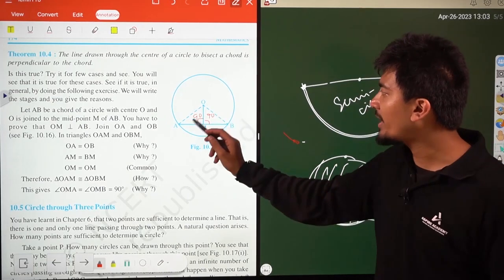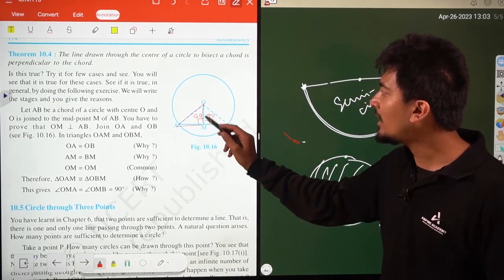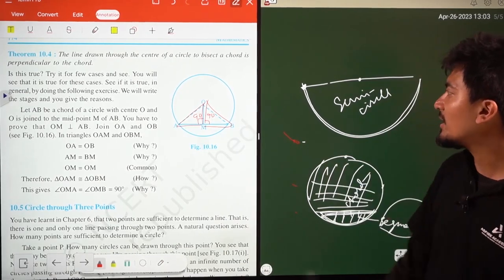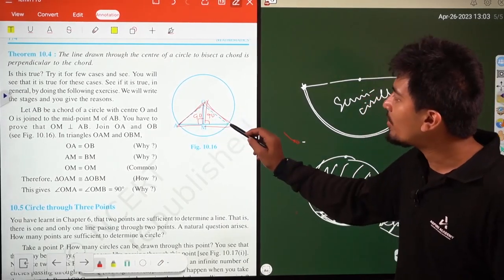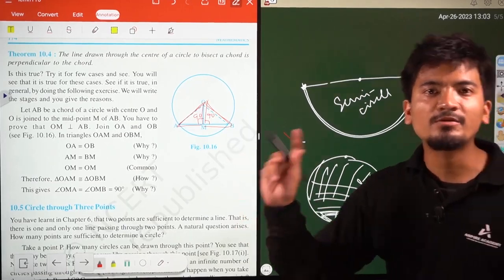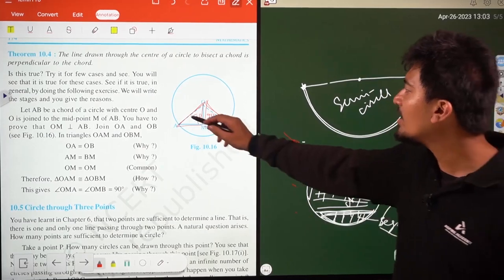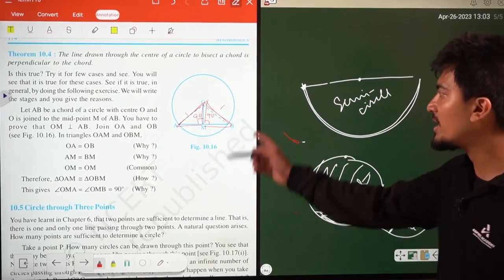Now, these are two triangles, OAM and OBM. In these two triangles, OA equals OB. Why? Because already we have mentioned that radii within the circle are always equal. So definitely OA equals OB. These two sides will be equal.